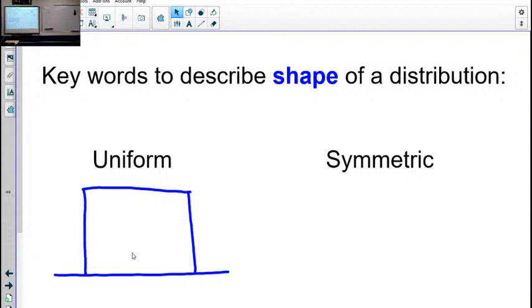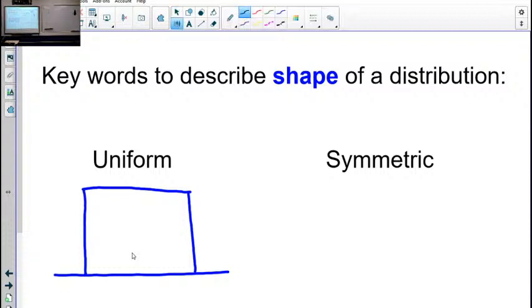An example of a uniform distribution is if I've got a random number generator, which we'll look at later on in the year, and I want it to give me a number from 1 to 100. If it is a random number generator, then each number from 1 to 100 should be equally likely to happen. So the number of times each number comes up should be about the same all the way from 1 to 100. That would be a uniform distribution because it would be the same throughout.